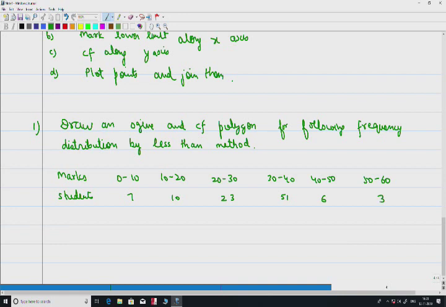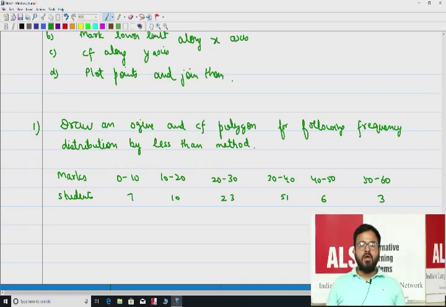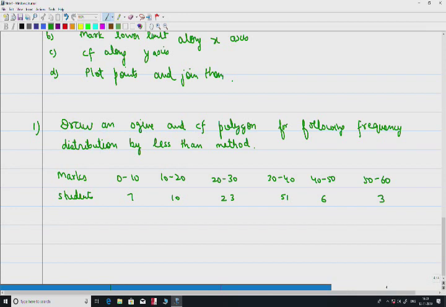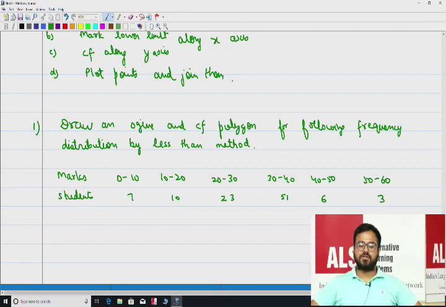So this is the data given. It says draw an ogive and cumulative frequency polygon for the following frequency distribution by less than method. It is already mentioned in the question that we have to do it by less than method, and these are the marks of the students with a class interval of 10, like 0 to 10, 10 to 20 and so on. And the number of students is also given in each class interval. So using this data we have to draw an ogive and the cumulative frequency polygon for the following frequency distribution by less than method.